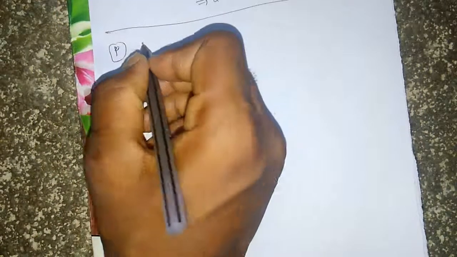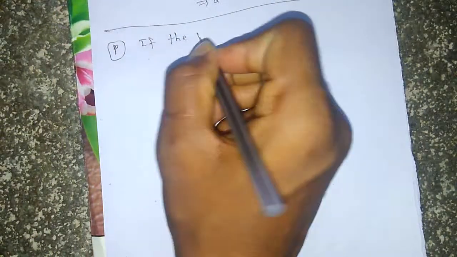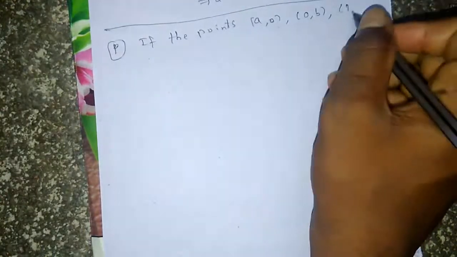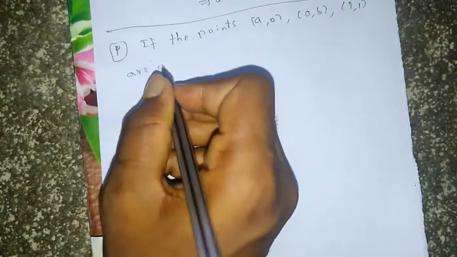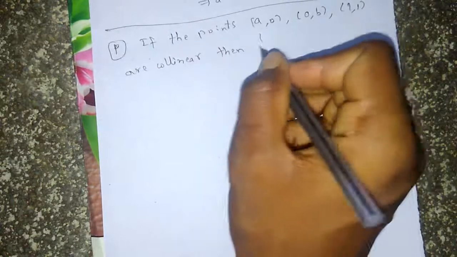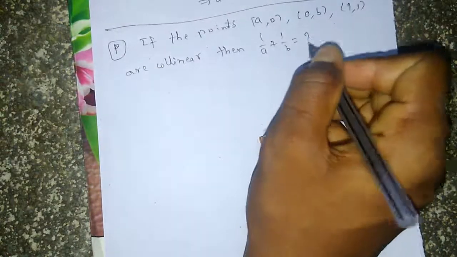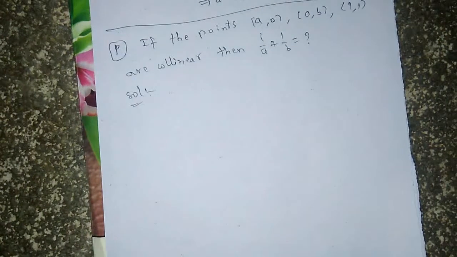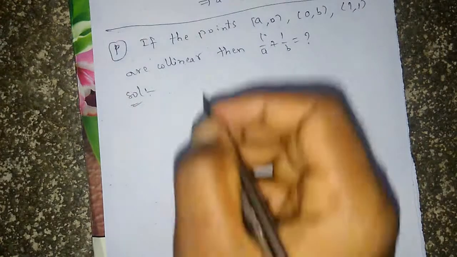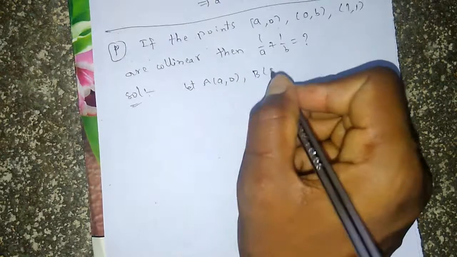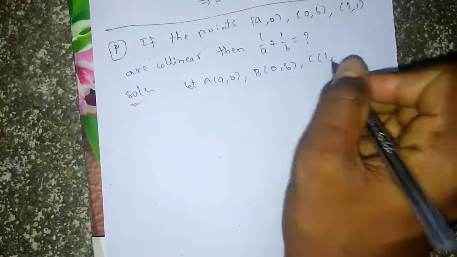Our next problem is, if the points (a, 0), (0, b), (1, 1) are collinear, then 1 by a plus 1 by b is equal to, here given points. Let A is (a, 0), B is (0, b), C is (1, 1).